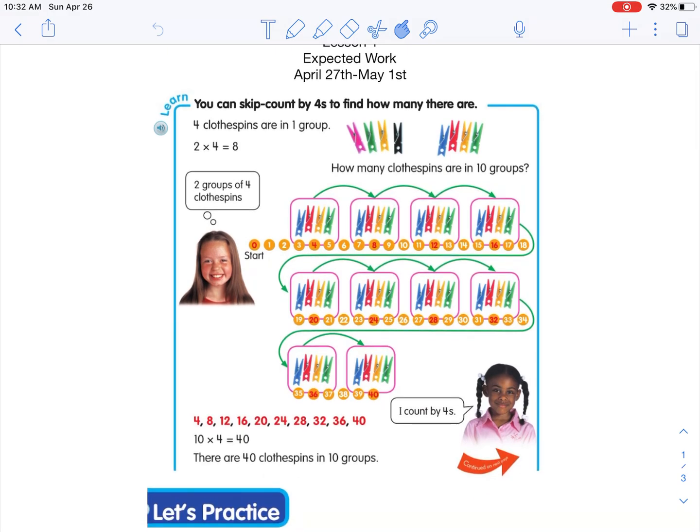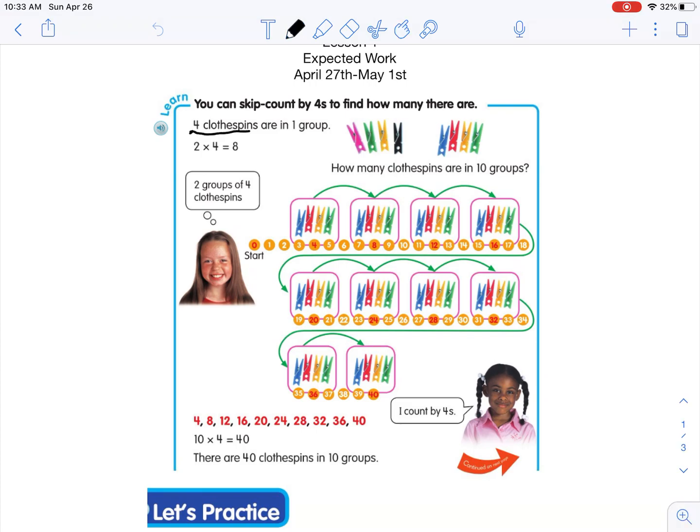This week, what you're working on is skip counting by 4s. Last week we did skip counting by 3s. This week we're doing skip counting by 4s. So I have no doubt you will do awesome. Let's take a look at the learn. It says you can skip count by 4s to find how many there are.